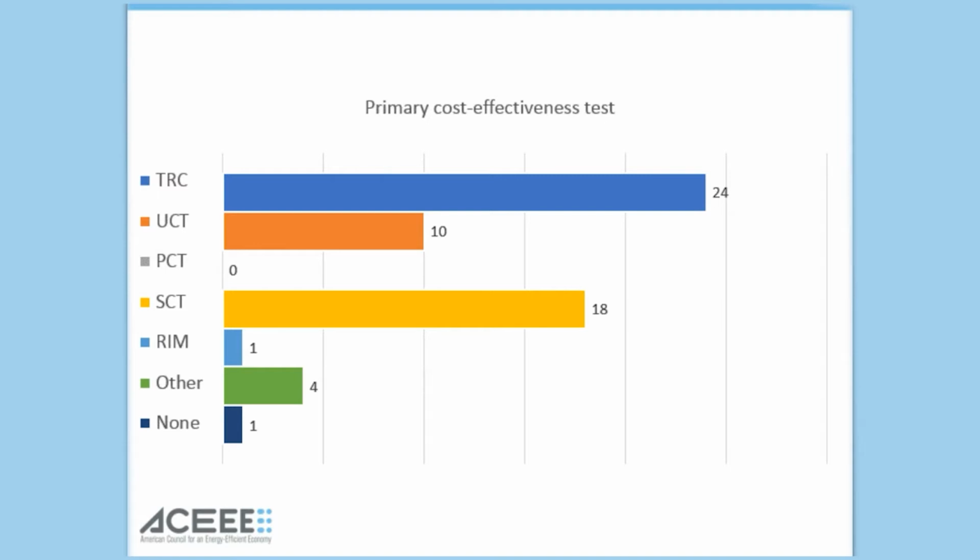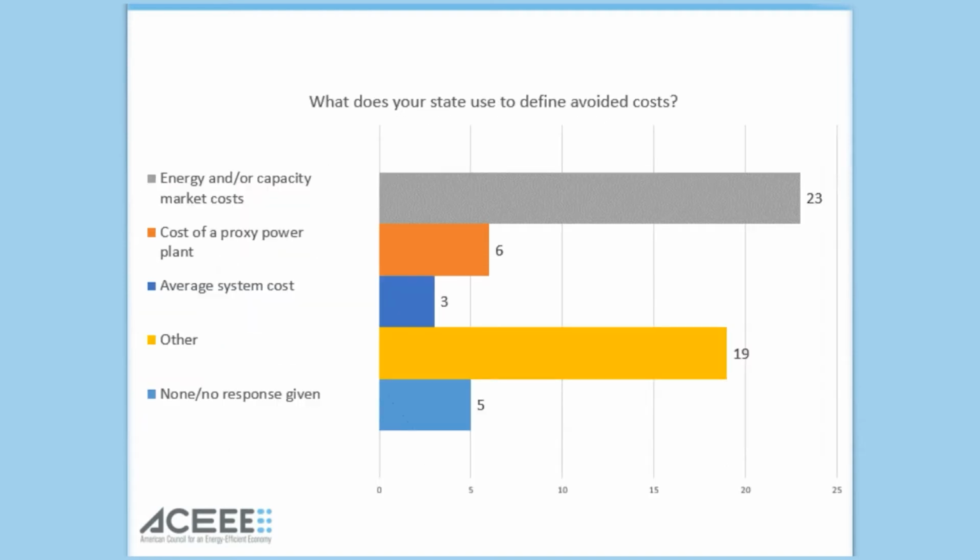All right. And then in doing cost effectiveness tests, there has to be a determination of avoided costs. So how do they determine those avoided costs? You see there that energy and capacity market costs are dominant. Some states use the cost of a proxy power plant, kind of the theoretical, what plant would be built if we didn't do these programs, or looking at average system costs. And the other category, I guess, is the usual catch-all that some states do maybe a combination of things.